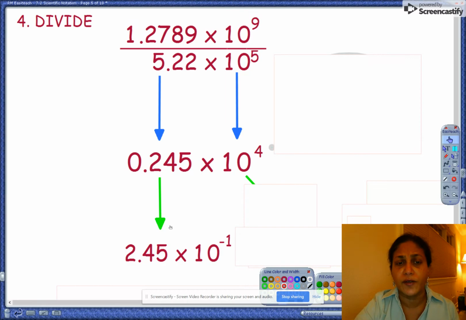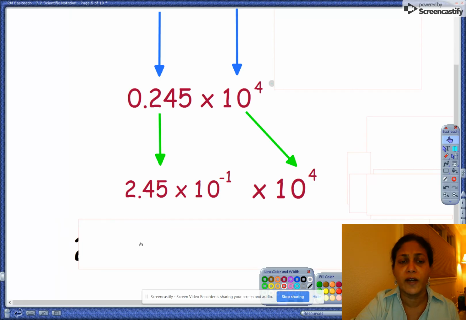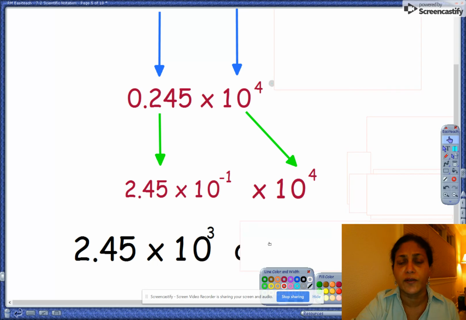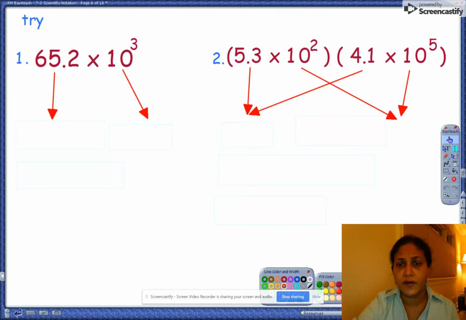If we multiply these two numbers, we'll get 0.245. Don't forget, we already have 10 to the fourth. That means we're going to leave our first factor as 2.45 and combine the two powers of 10. So it's 10 to the third, or 2,450. This is a little tricky, but you'll get used to it the more you practice. So why don't you try practicing these two numbers? You may want to pause the video and see where it takes you.